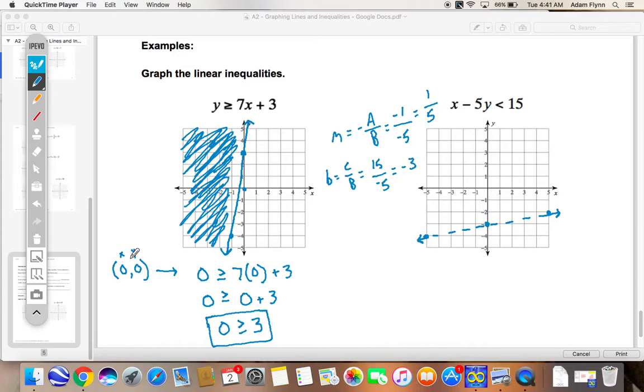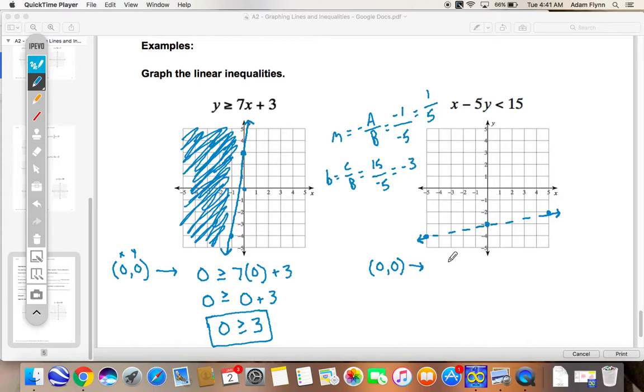I'll do the same thing. I'll pick the point 0, 0, which is on this side. And again, you don't have to pick 0, 0. You can pick any point really in the coordinate plane, as long as it's not on this dotted line. You could pick pretty much anything.